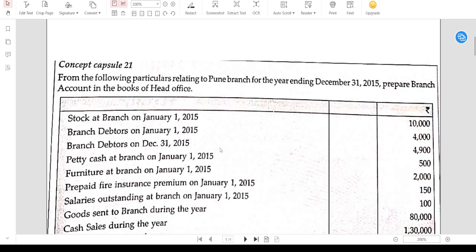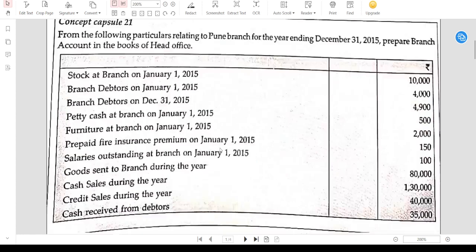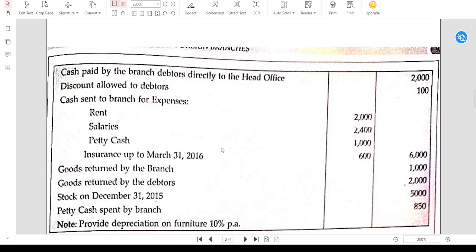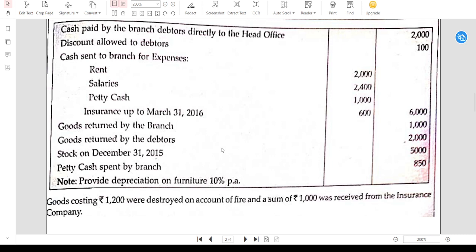So total insurance paid up to 31st March 16 is 600. So it will be debited in the branch account, but similarly the 3-month prepaid insurance should also be credited to the branch account. So here you can write 2,000 as rent, 2,400 as salary, 1000 as petty cash and insurance is 600 rupees. Okay, that is what we have done.